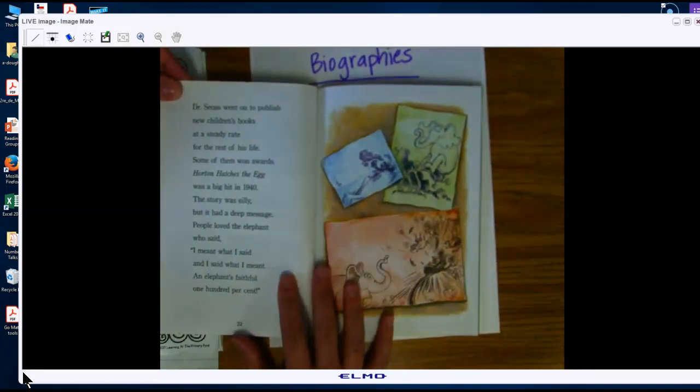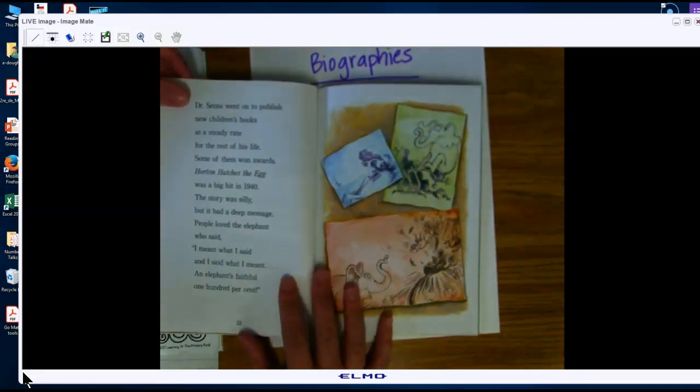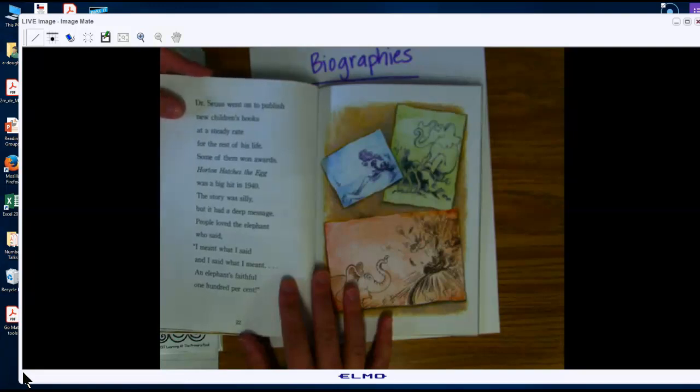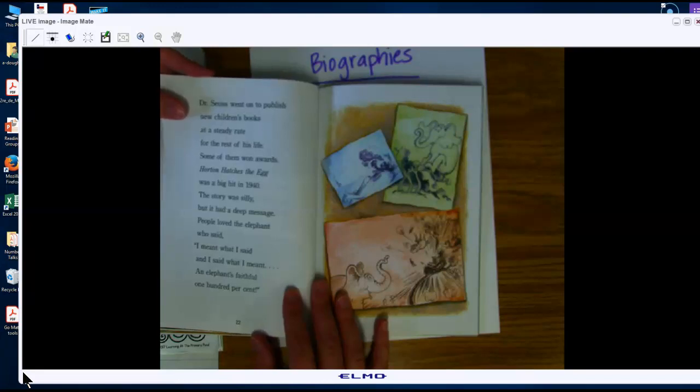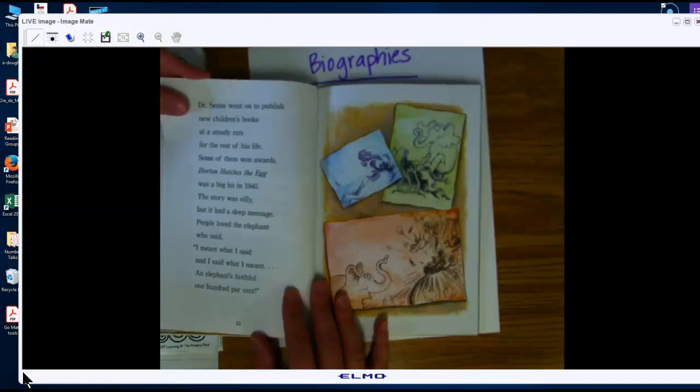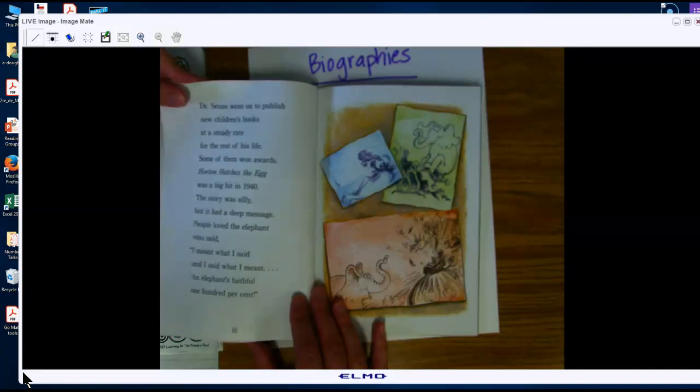Dr. Seuss went on to publish new children's books at a steady rate for the rest of his life. Some of them won awards. Horton Hatches the Egg was a big hit in 1940. The story was silly, but it had a deep message. People loved the elephant who said, "I meant what I said, and I said what I meant." An elephant's faithful 100%.